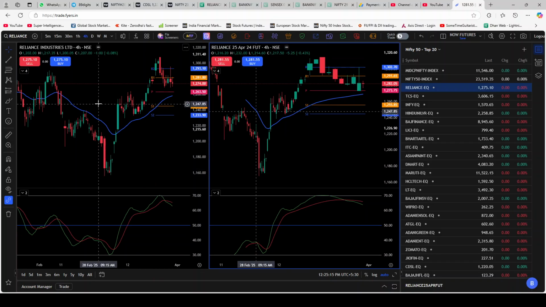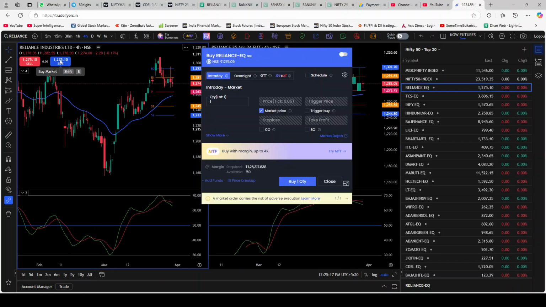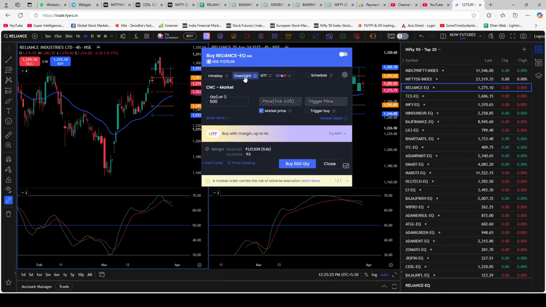But if I try and do the same thing in the spot chart, if I select Reliance and if I select 500 quantity, for intraday I require only 1,27,000. But the moment I say I want to carry this overnight, this goes up to 6,37,545. You can say roughly 6,38,000 rupees.